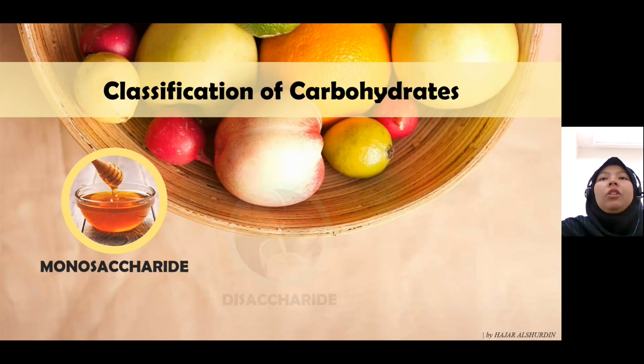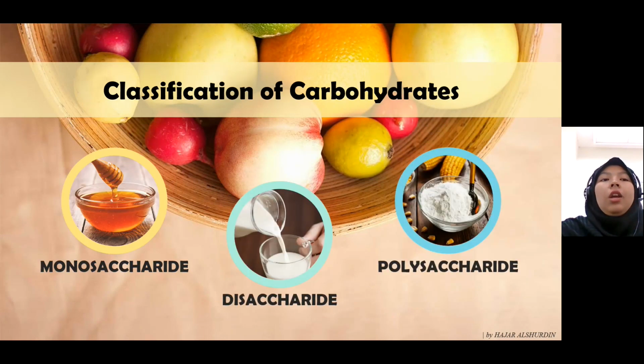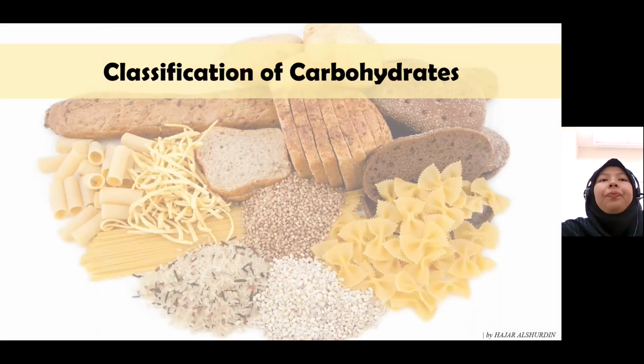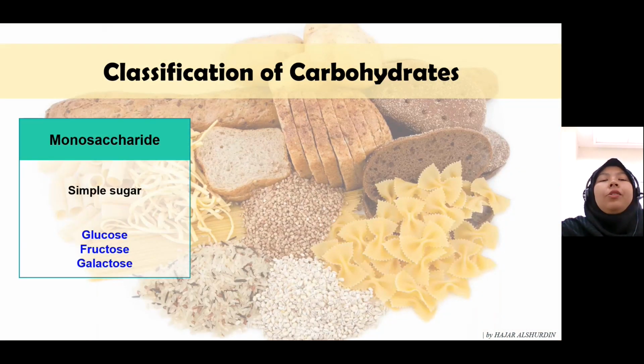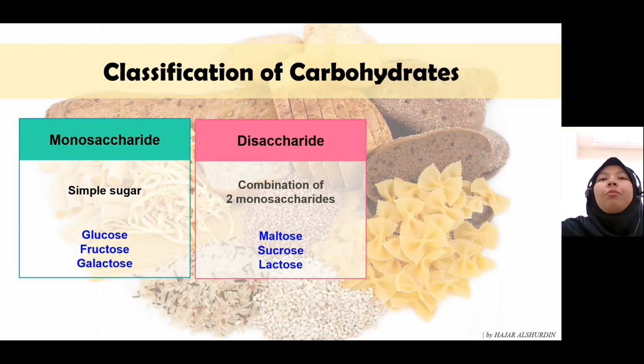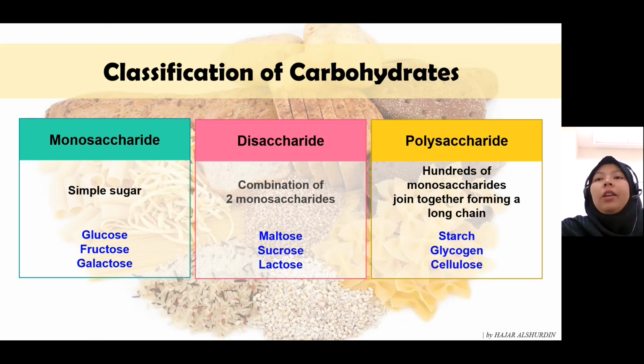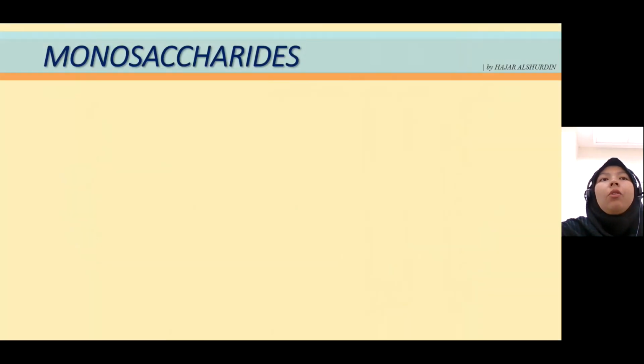Okay, the classification of carbohydrate: there are three, monosaccharide, disaccharide, and polysaccharide. You have to know what the examples of monosaccharide, disaccharide, and polysaccharide are. I believe all of you already know about the types of carbohydrate. Okay, just recap all of this.